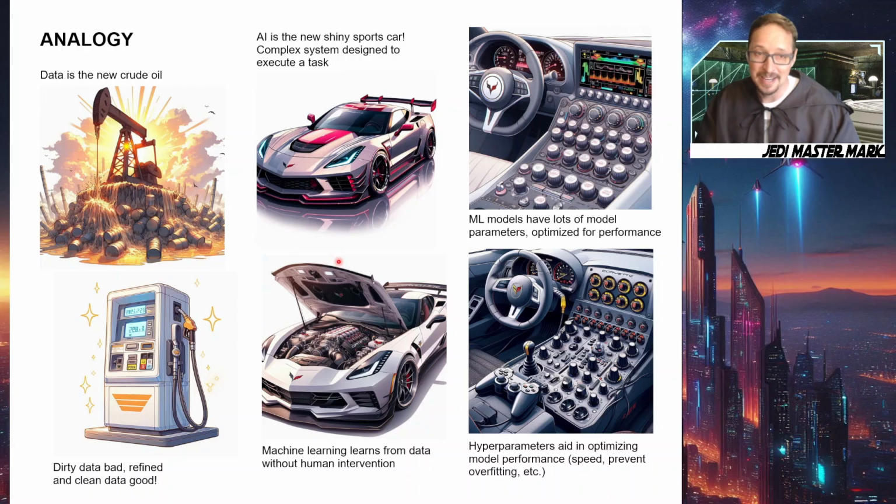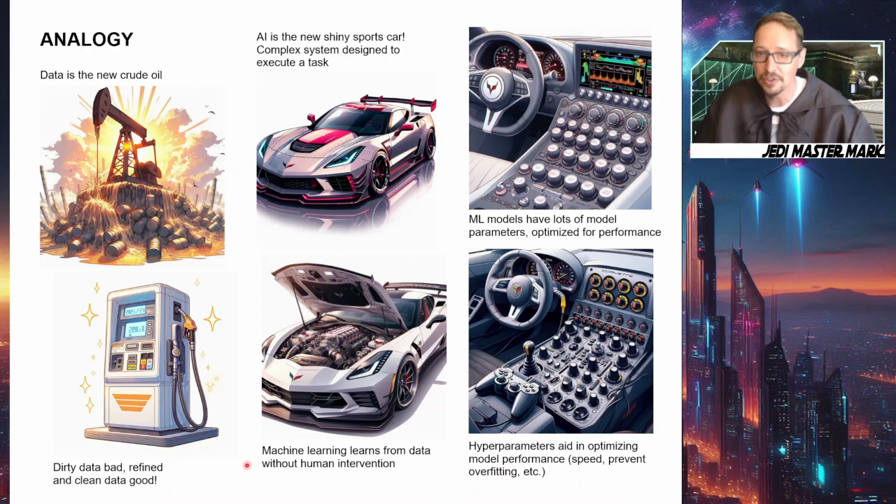So let's just go to an analogy, right? So here's kind of the analogy of what we've learned. This data is this crude oil that we need to refine a lot of times. I didn't talk a lot about cleaning the data, but this clean data is really what provides the fuel to these big machine learning models. I have talked a little bit about AI, artificial intelligence, as this kind of shiny sports car. It's a big complex system. There's a lot of architecture built around it.